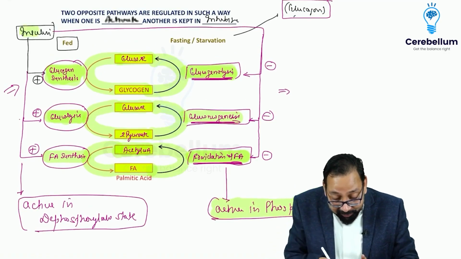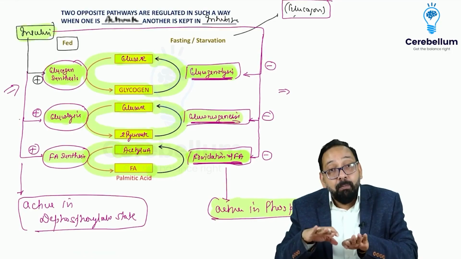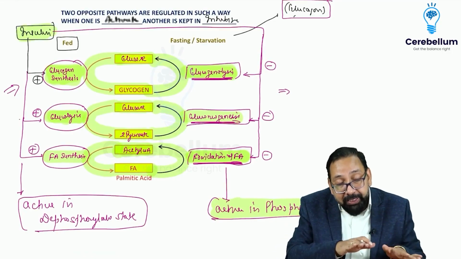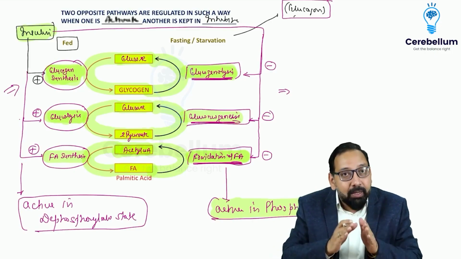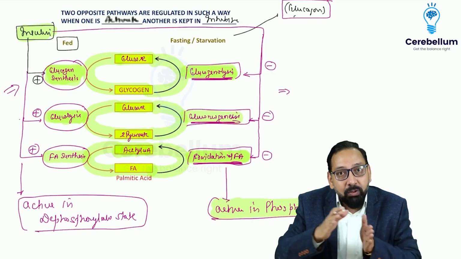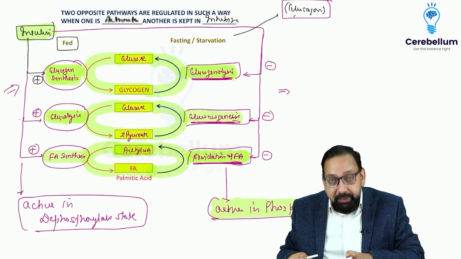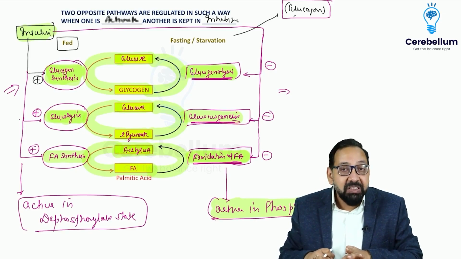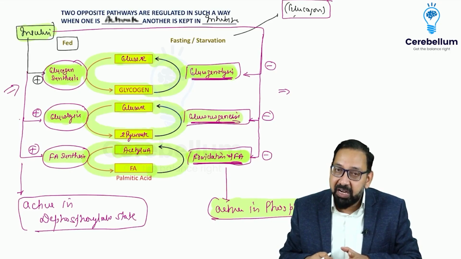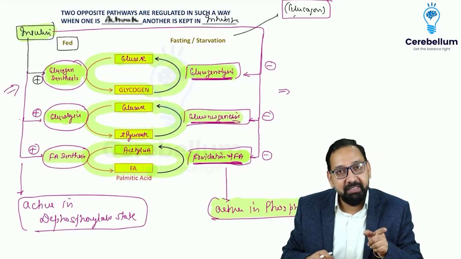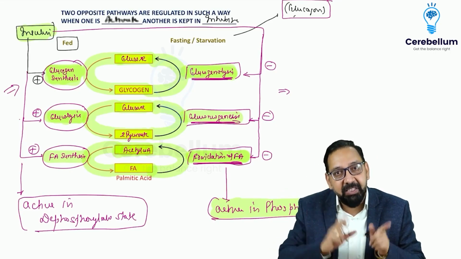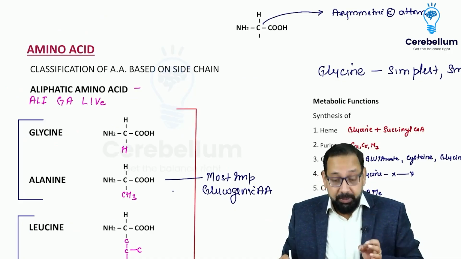So this is very important. Most of the questions about phosphorylation, dephosphorylation, and regulation by insulin and glucagon are asked around these three opposite pathways. These are reciprocal pathways which are regulated in such a way that when one is activated, the other should be kept in an inhibited state.